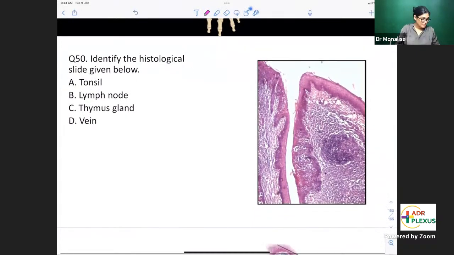And this is the last MCQ. So, identify the histological slide in the given image. Which histological slide is this? Whether it is a slide of tonsil, lymph node, thymus, or vein.